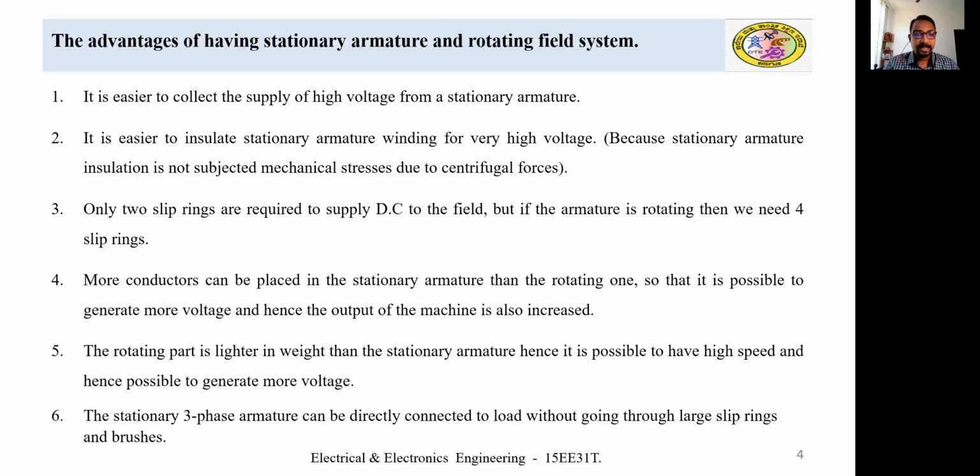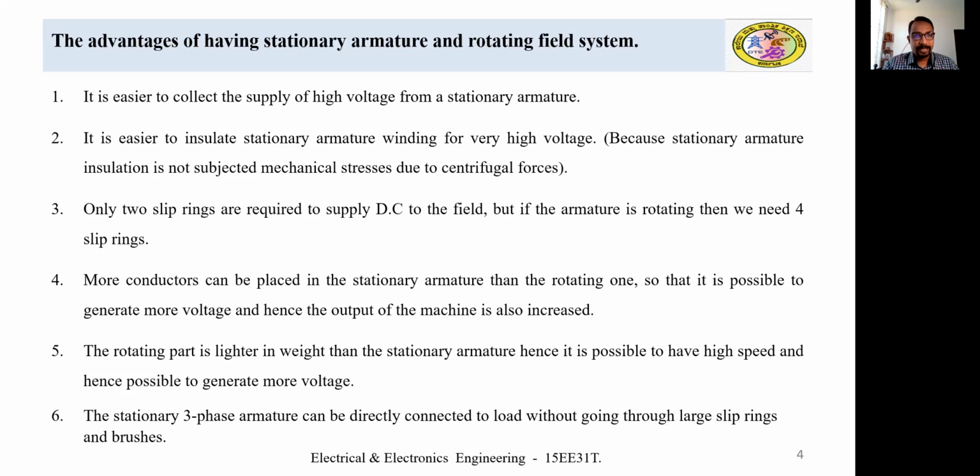The sixth advantage is that the stationary three-phase armature can be directly connected to the load. So there is no question of connecting the load through slip rings and brushes. It is very easy to connect the load to a stationary winding rather than a rotating one. So these are the six main advantages of making the armature of an alternator stationary. These are the most important points.